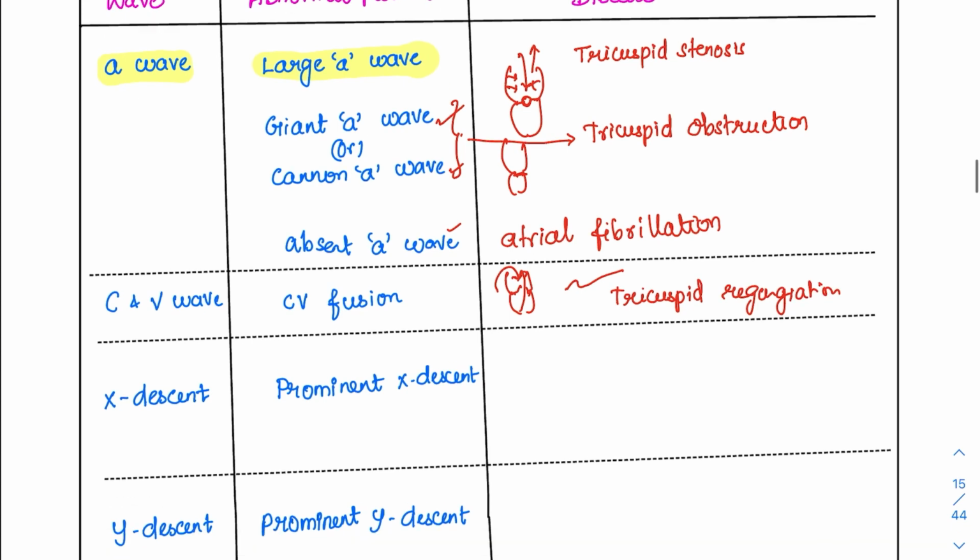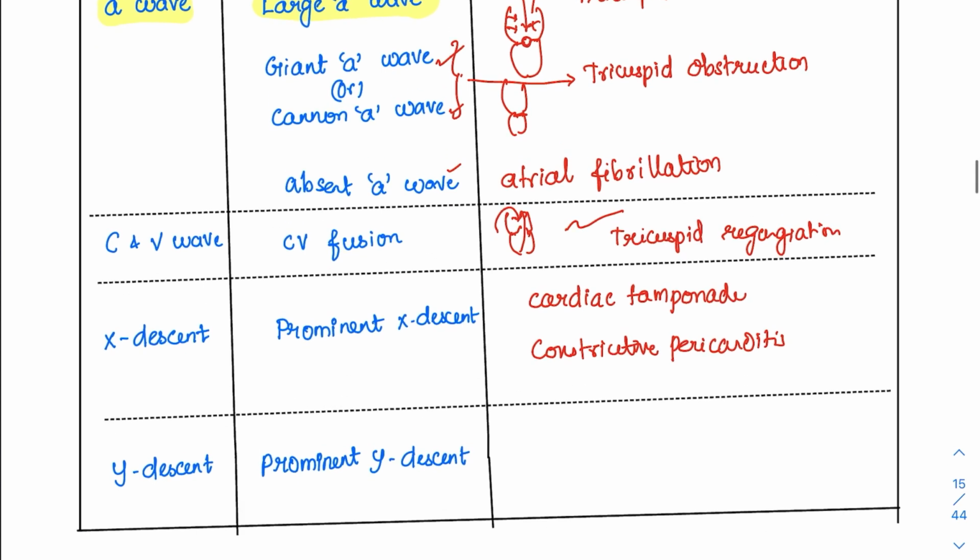Then there are two examples for prominent X descent. When can the X descent be prominent? Whenever the ventricles are being obstructed, what will happen? The relaxation of the atria will not be proper. Suppose the ventricle is surrounded by some kind of fluid or infection, what will happen? There will be a prominent X descent. There are two conditions for this. The first condition is cardiac tamponade. Whenever there is a cardiac tamponade, there is a prominent X descent. Another condition is constrictive pericarditis. In both these conditions, the atria is being obstructed, the relaxation is not happening properly. So there is a prominent X descent.